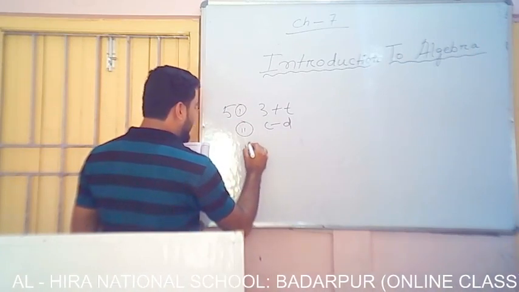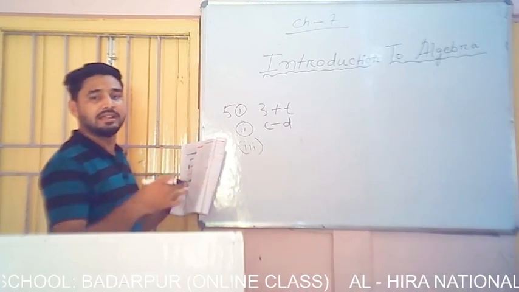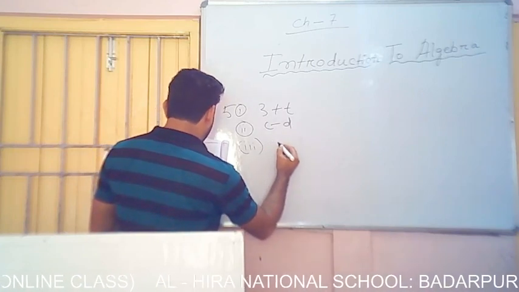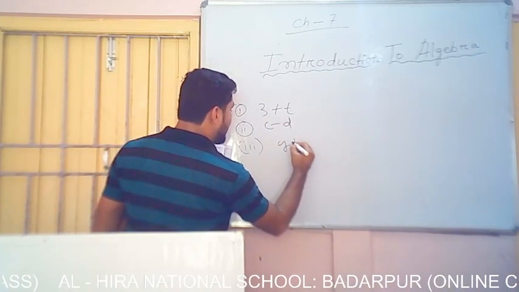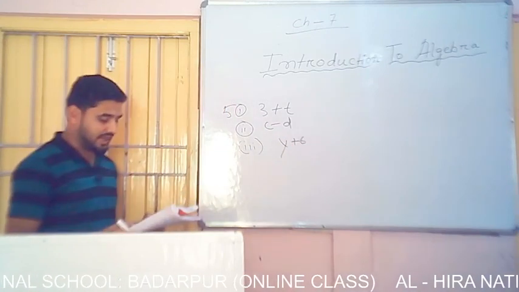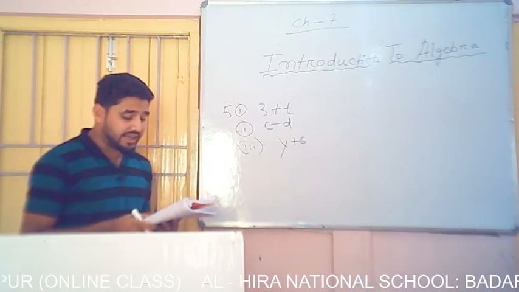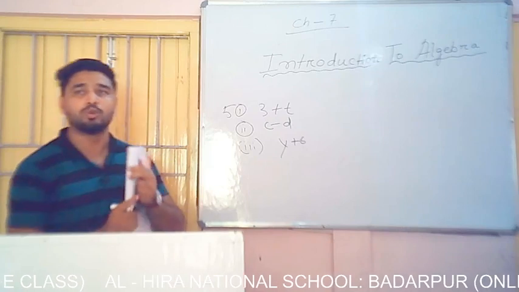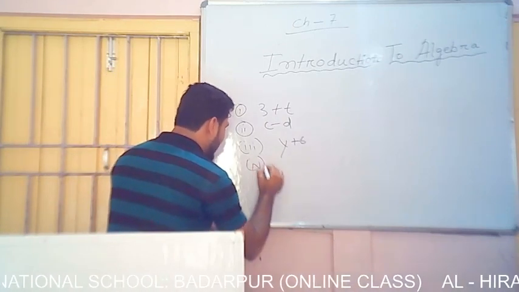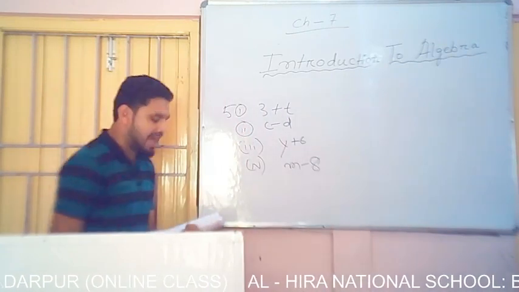Come to number 3. It is y increased by 6. If it is increased by, then we should use plus. Then we can write y plus 6. Now come to question number 4. m decreased by 8. If decreased, then we should use subtraction. So for question number 4, m minus 8 will be the answer.